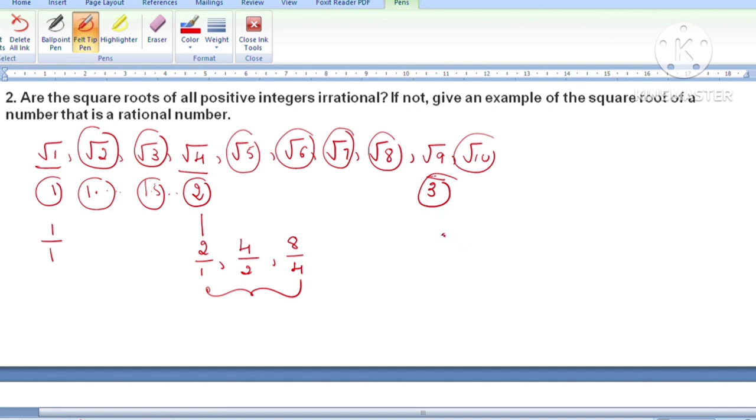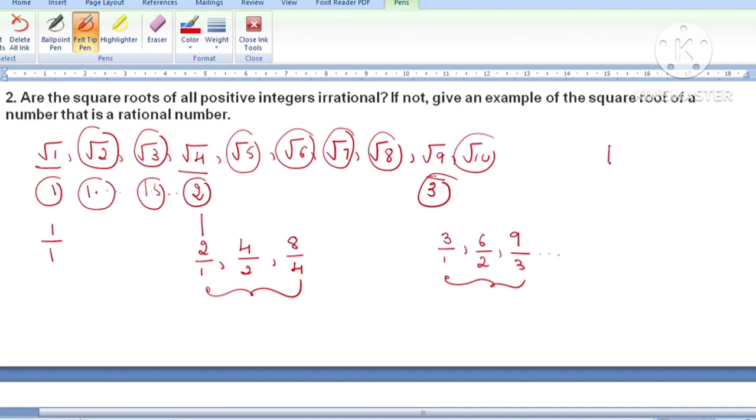And 3 you can write as 3 by 1 or 6 by 2 or 9 by 3. The same way you can write in different forms. So 3 is also a rational number. We can write it in the form of p by q. So the square roots of all the positive integers are not irrational. Some of them are rational also. Square root of 1, square root of 4, square root of 9, they are rational.